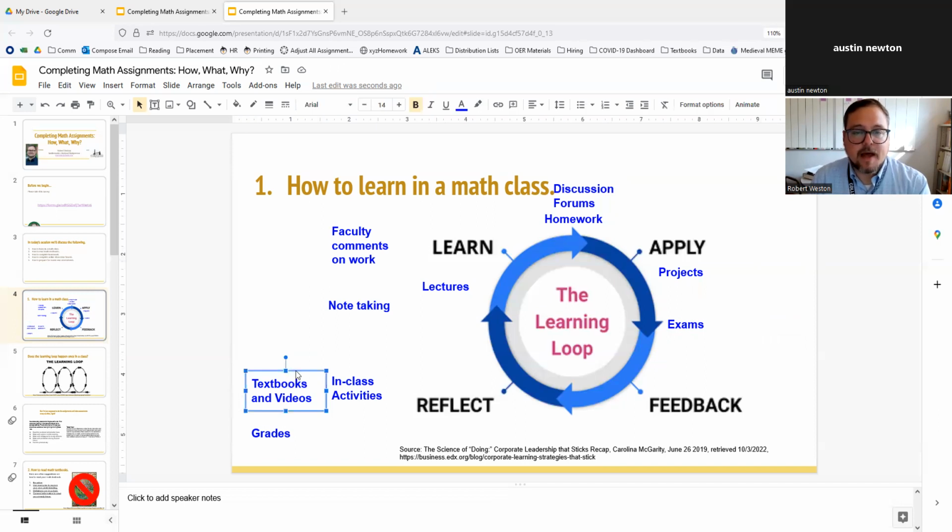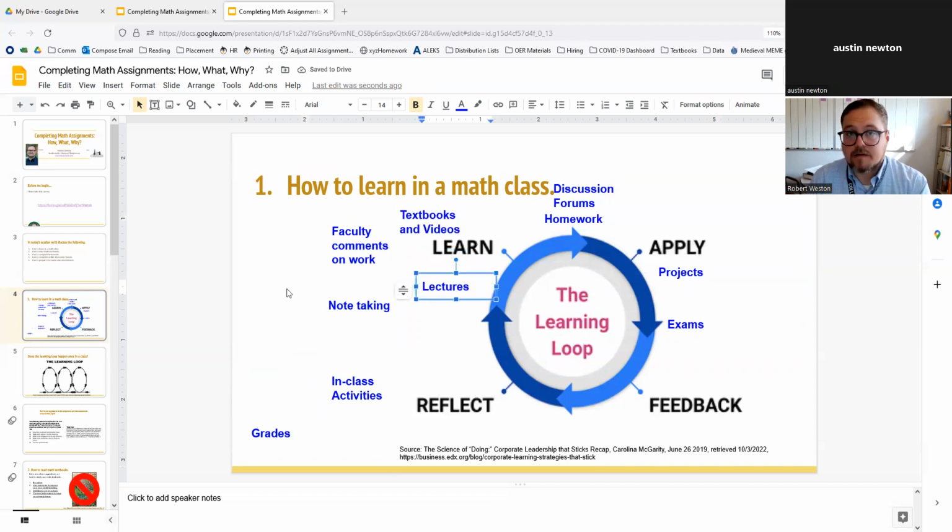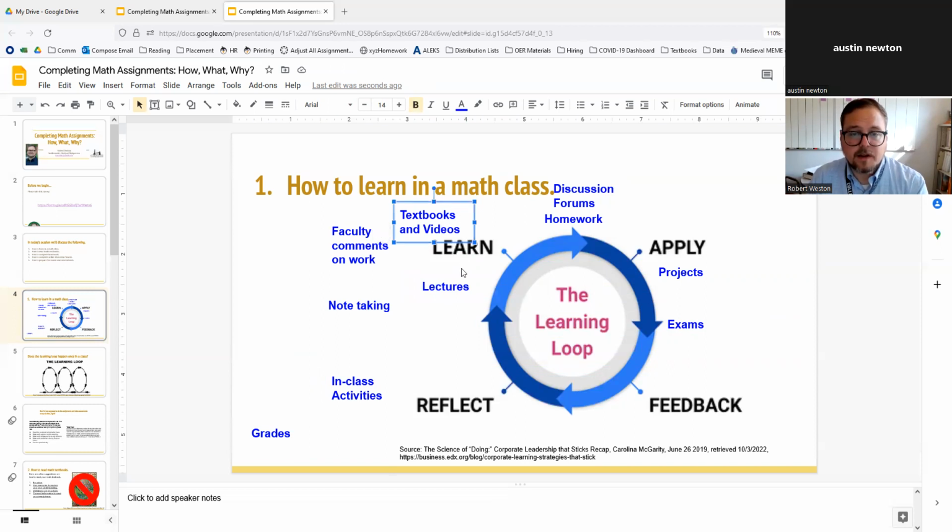Textbooks and videos, you can imagine that fits in the learn area. A lot of faculty will switch the order of textbooks and videos and lecture. There's valid reasons for doing both, right? A very valid reason for doing a lecture first and then a textbook or video. And then there's also good reasons to do textbooks and videos and then lectures, right? Depending on the goals of the course, they really could change.